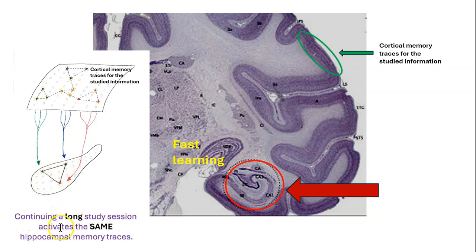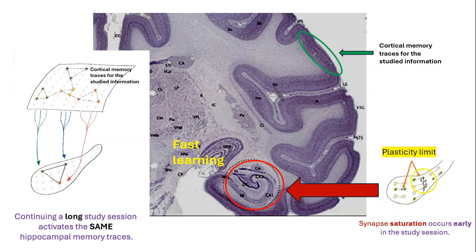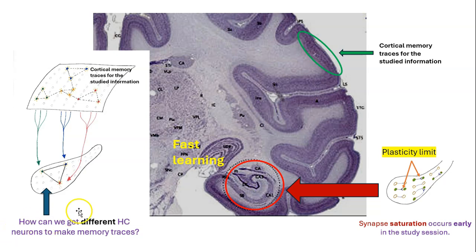Continuing a long study session activates the same hippocampal memory traces. Now, this is a problem because we said those hippocampal neurons had high plasticity. We're going to reach a plasticity limit here. So we'll get synapse saturation, and that's going to occur early in the study session. Because these are high plasticity neurons, in the first 20, 30, 40 minutes of our study session, we've already strengthened these synapses to their maximum level. If we add another hour or 2 hours studying the same information, we're not going to get any gain in synapse strength here.